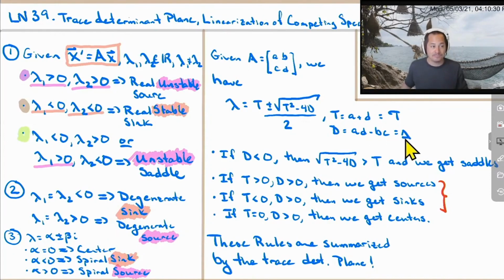Okay. But here's the point. If the characteristic equation can be rewritten in terms of traces and determinants, that means your eigenvalues can be rewritten in terms of traces and determinants. So solving that characteristic equation in terms of traces and determinants, I get lambda is equal to trace plus or minus the square root of trace squared minus 4 times determinant, over 2. Okay.